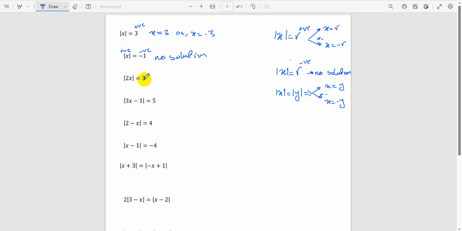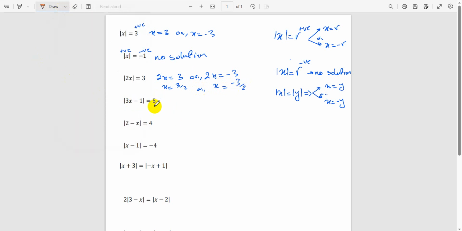Absolute 2x equals 3. Again, it's an equation between two positive sides, so I'm going to use the first formula, and it will give us 2x equals 3 or 2x equals negative 3. In order to calculate x, it's just by dividing both sides. I will get that x equals 3 over 2, or x equals minus 3 over 2.